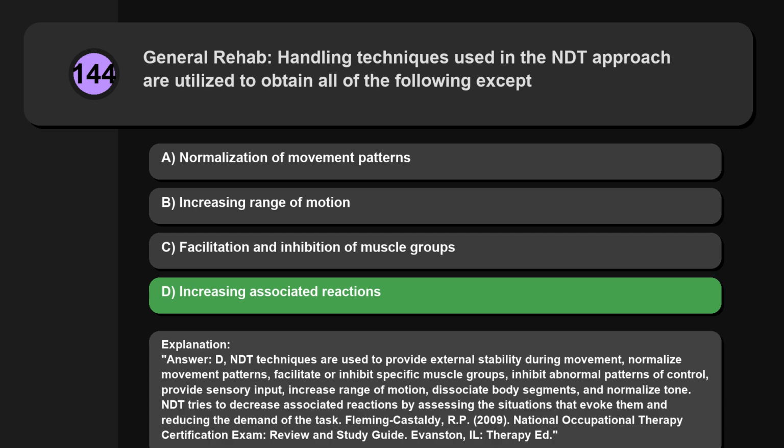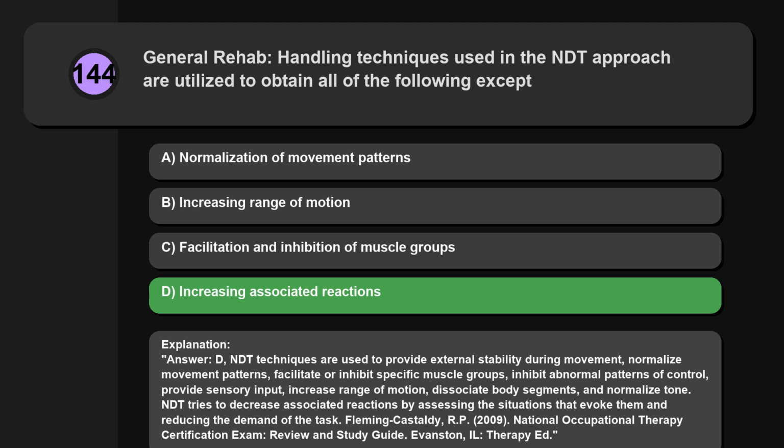NDT techniques are used to provide external stability during movement, normalize movement patterns, facilitate or inhibit specific muscle groups, inhibit abnormal patterns of control, provide sensory input, increase range of motion, dissociate body segments, and normalize tone. NDT tries to decrease associated reactions by assessing the situations that evoke them and reducing the demand of the task. Fleming Castaldi, R.P., 2009. National Occupational Therapy Certification Exam Review and Study Guide, Evanston, Illinois.